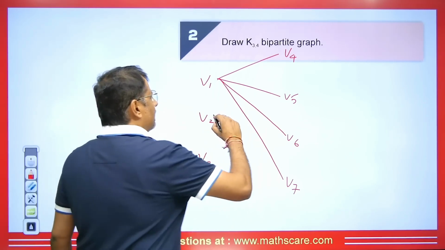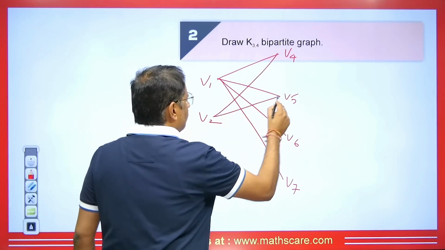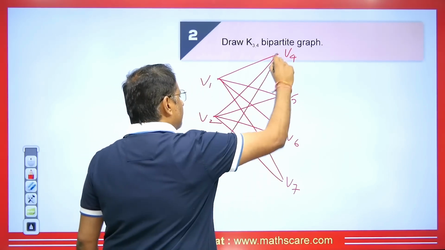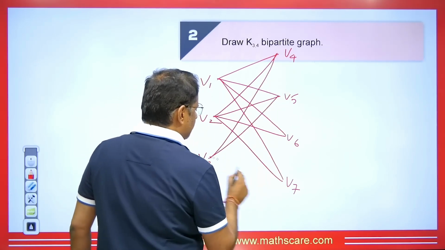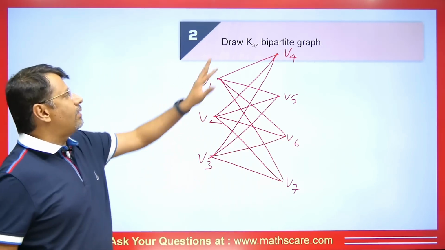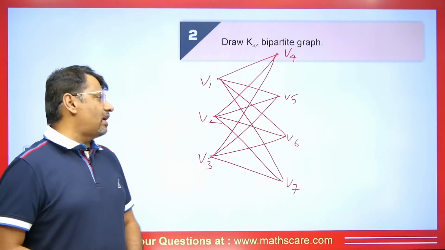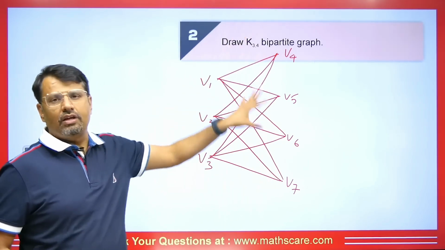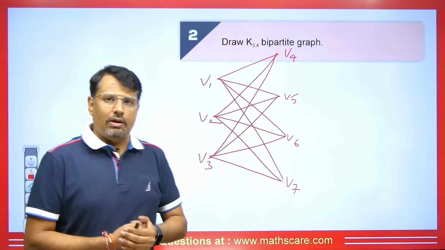We will talk about it. This is connecting with this. It is connecting with this. It is connecting with this. And it is also connecting. Talking about this, this is happening with this, with this. This is happening with this too. And this is happening with this. So students, this graph will be a complete bipartite graph, and this will be K34, this 3 and 4. This is called K34. So like this we draw this.